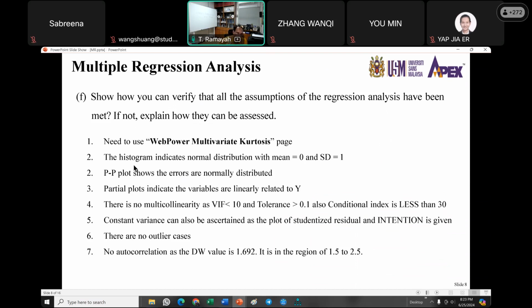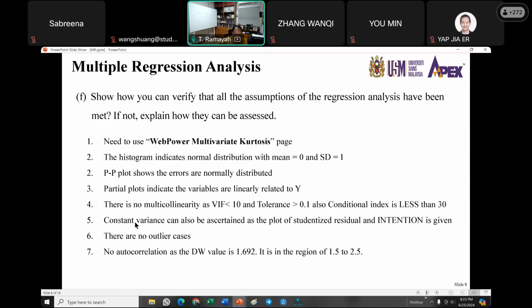Number 2 and number 2, these two, we will assess whether the errors are normally distributed. We will look at the histogram, and then we will look at the PP plot. Number 3, which is partial plot, we will look at the linearity. This is testing linearity. We will look at the partial plot. Multicollinearity, we will look at the VIF. It's not less than 10. It should be 5. Less than 5, not 10.